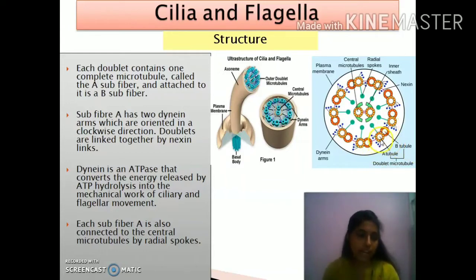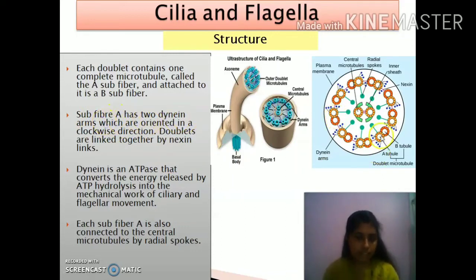That is, each of these 9 microtubule doublets has two parts. One is the A tubule and the other one is the B tubule. Am I clear to all of you? Okay. Now see, subfiber A has two dynein arms.